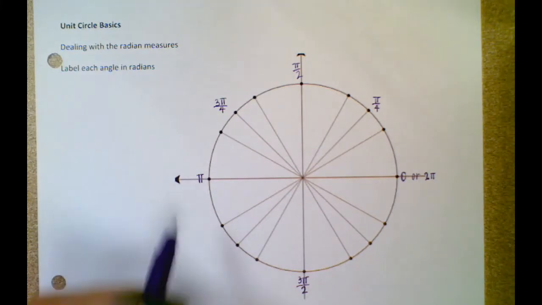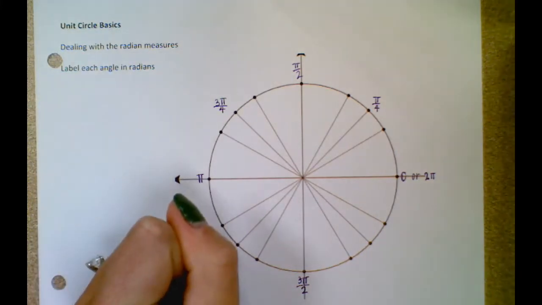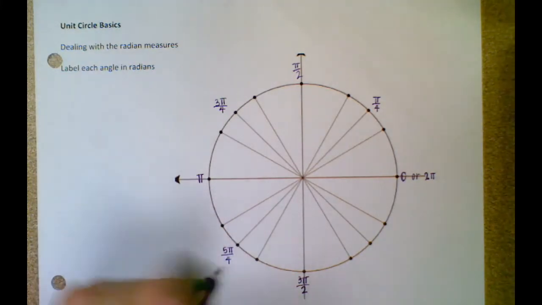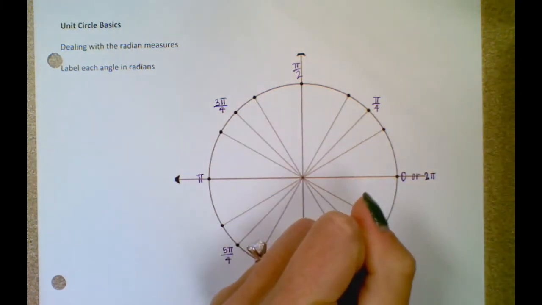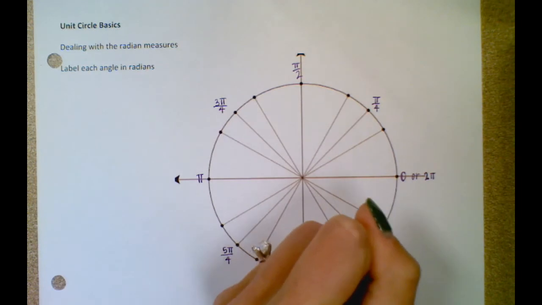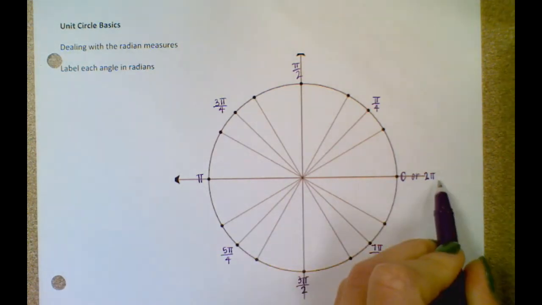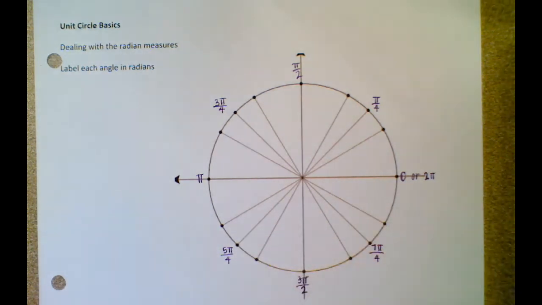4/4 reduces to pi. 5/4. 6/4 reduces to 3 over 2. Then here would be 7/4. And then we come back up to 8/4, which, 8 divided by 4, is 2.